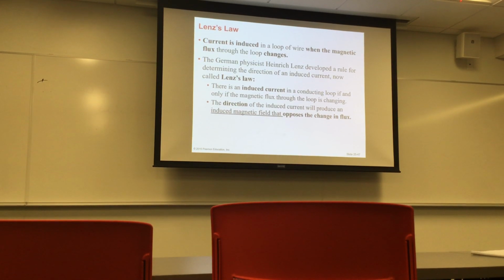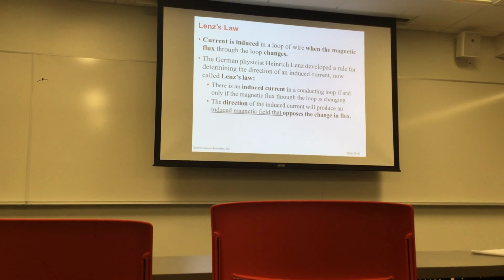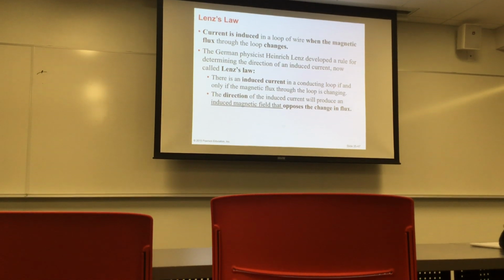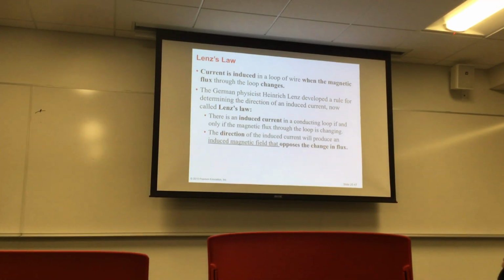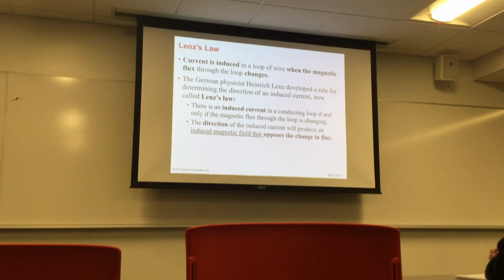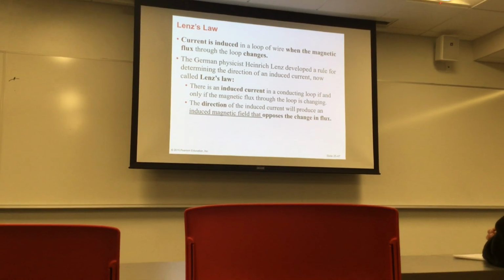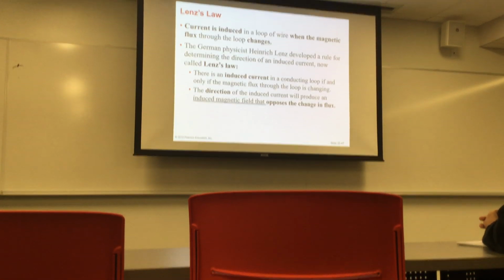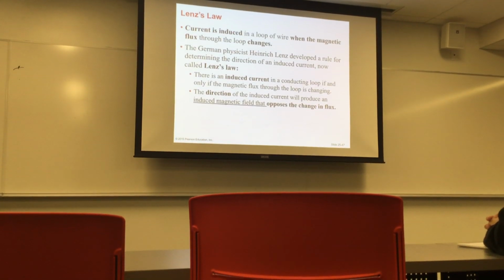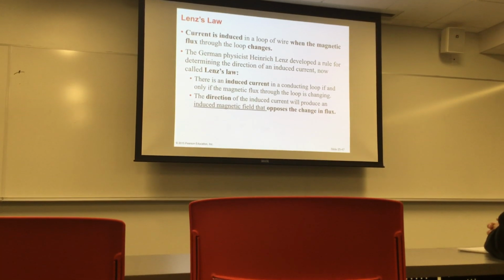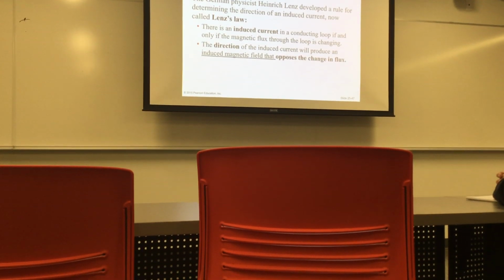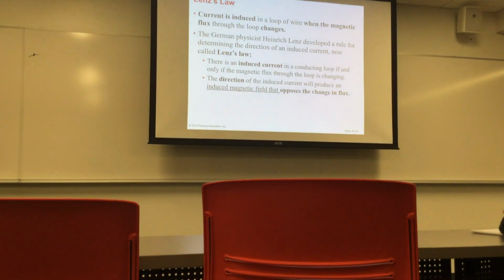There is an induced current in a conducting loop if and only if the magnetic flux through the loop is changing. The direction of the induced current will produce an induced magnetic field that opposes the change in the flux. So there's an induced current, and this induced current, of course, produces a magnetic field. This magnetic field is the result of fighting this change. So Lenz's law: it opposes the change in the flux.